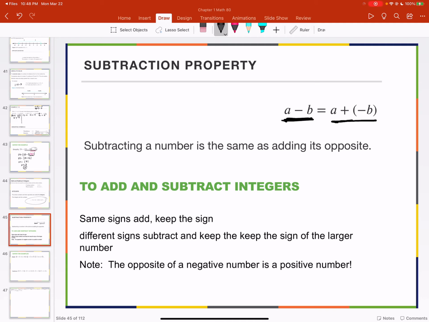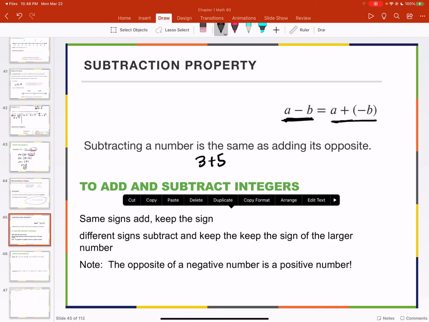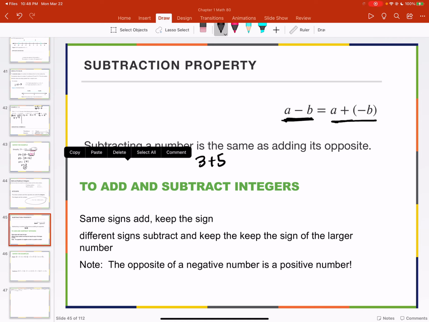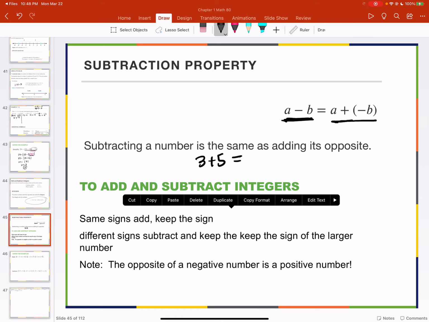So let's say here you have 3 plus 5. Well, these are two positive numbers. They're both positive, so I'm going to add them together. And since it's positive, it's going to stay positive. That's going to be 8. So same signs add.